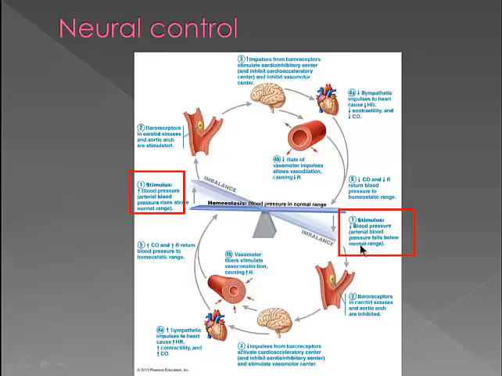If, on the other hand, your blood pressure is low, so you want to bring it back up, so then they stimulate the acceleratory center. Heart rate goes up due to sympathetic stimulation, contractility and cardiac output goes up, blood vessels constrict, so vasoconstriction, and it comes back to normal.